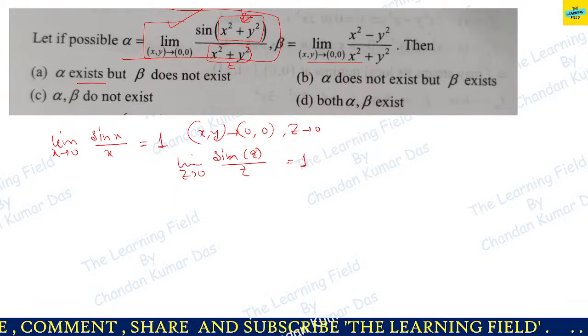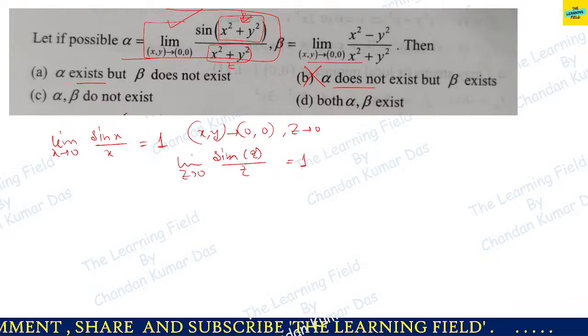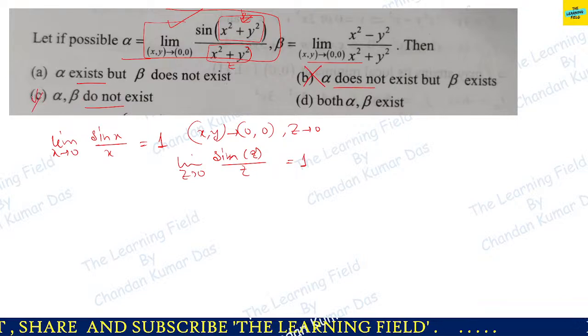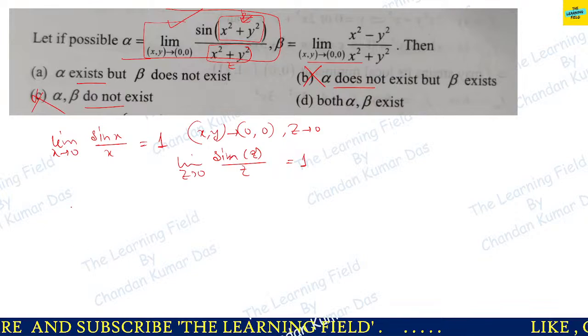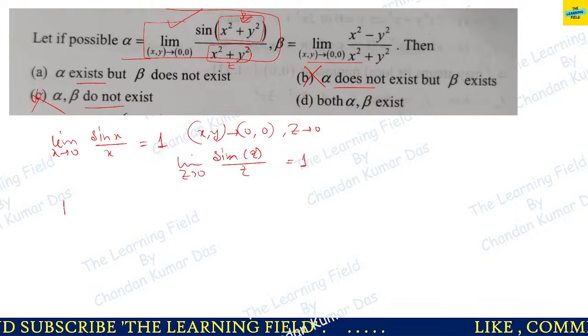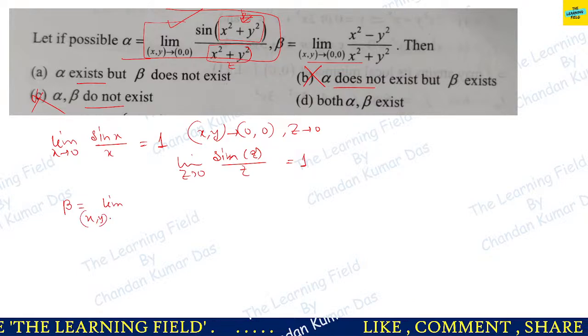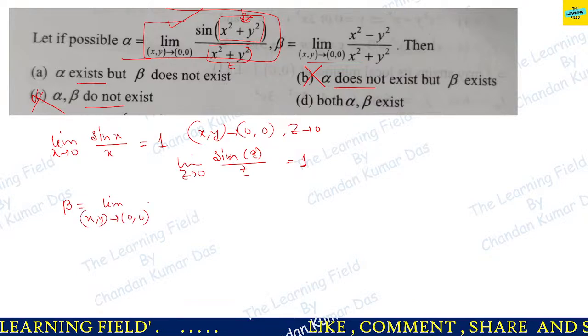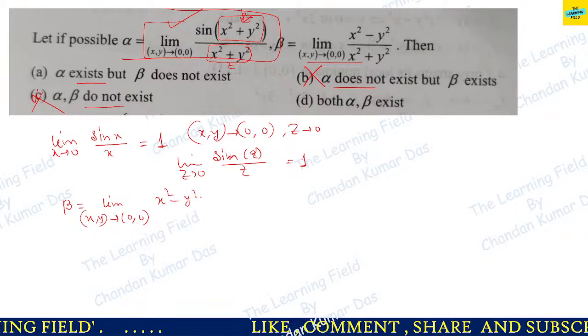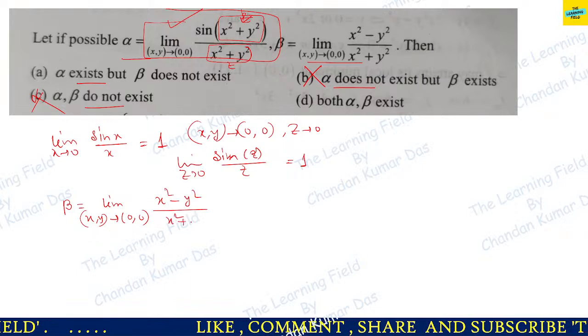तो यहाँ पर does not exist बोला है एंड यहाँ पर भी does not exist है बोथ, तो ये भी डिस्कार्ड हो गया. नाउ बीटा, तो बीटा के लिए देखो बीटा इक्वल टू क्या है, limit xy tends to 0 0 x square minus y square by x square plus y square.